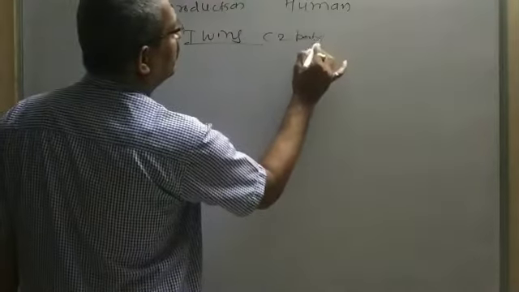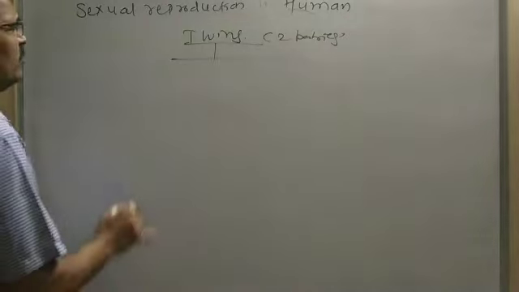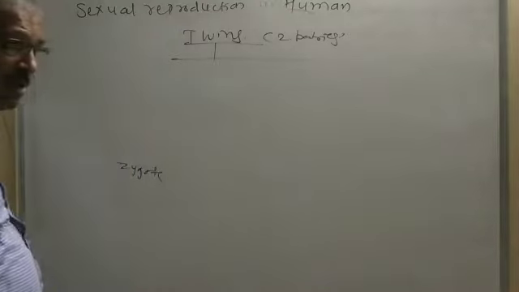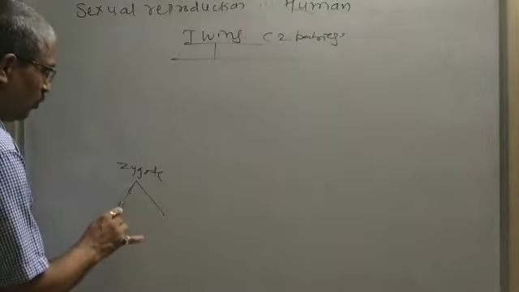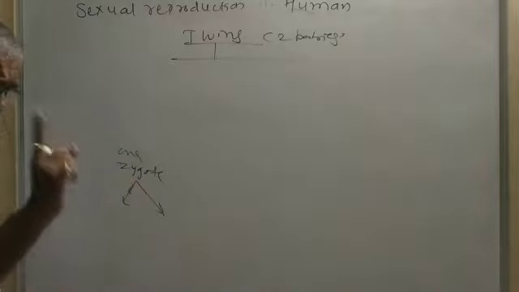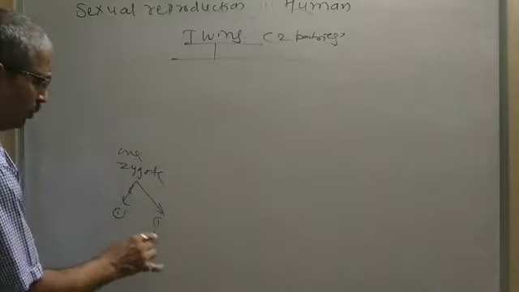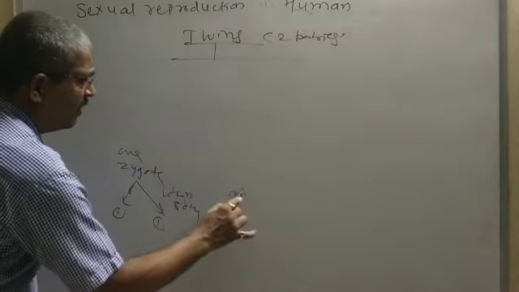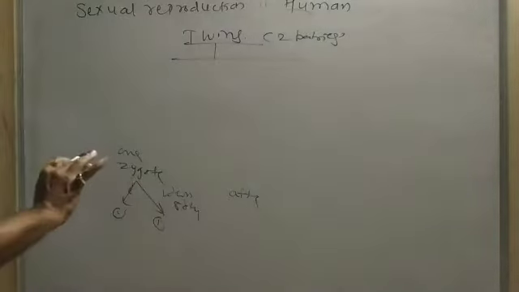Twin means 2 babies. How are 2 babies formed? What types are there? What actually happens? That we are going to study. When the zygote is formed, this zygote divides into two zygotes. One zygote is formed, but this zygote divides into 2 within 8 days or after 8 days. So here we are going to study how twins are formed.